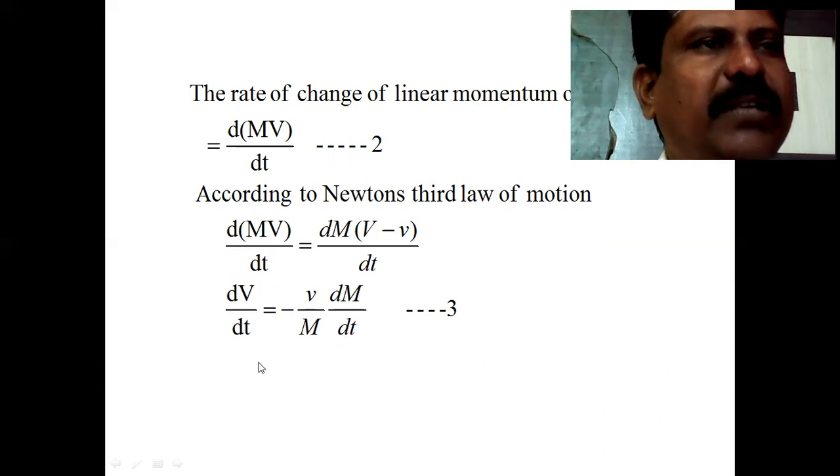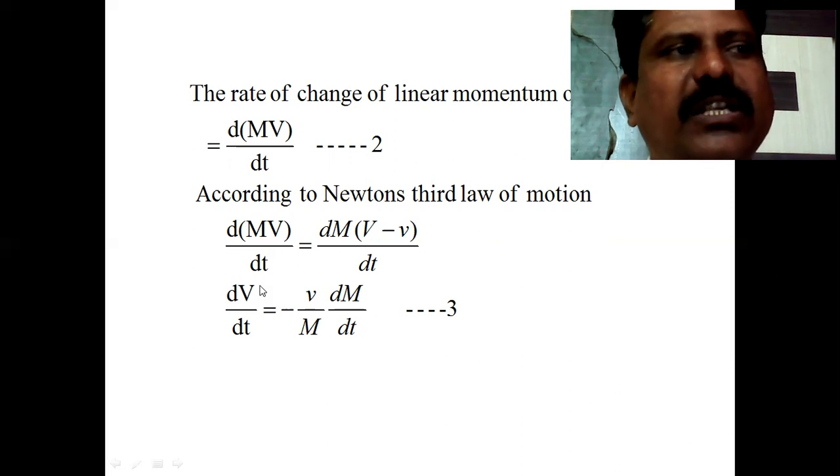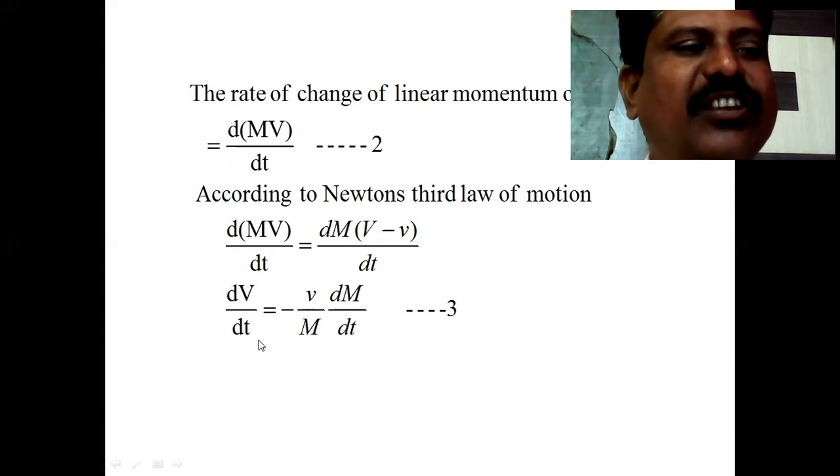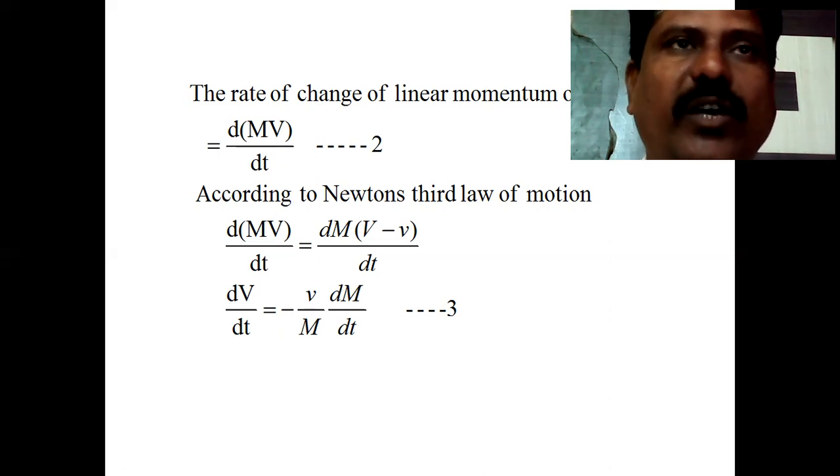Okay. So dv by dt is nothing but the acceleration, which gives the acceleration of your particle at any instant of time. This is an expression which gives the instantaneous value of acceleration of a rocket.